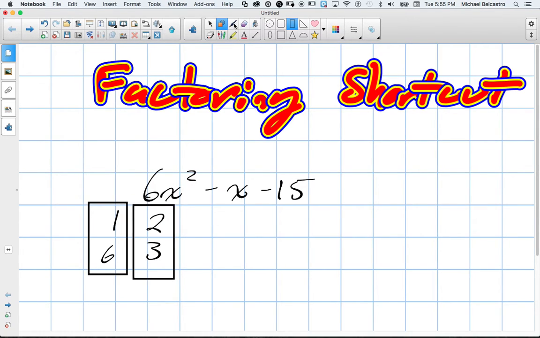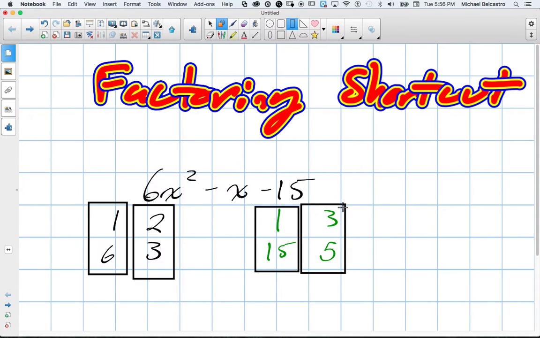Okay. Then we do the exact same thing with the last term, 15. Well, factors of 15 are 1 and 15 and 3 and 5. Same idea again. You can just leave them like that, but I'm going to visually separate them because sometimes it gets a little confusing. So these columns are set up because we're either going to work with this column for the first terms in each bracket, or this column for the second terms in each.